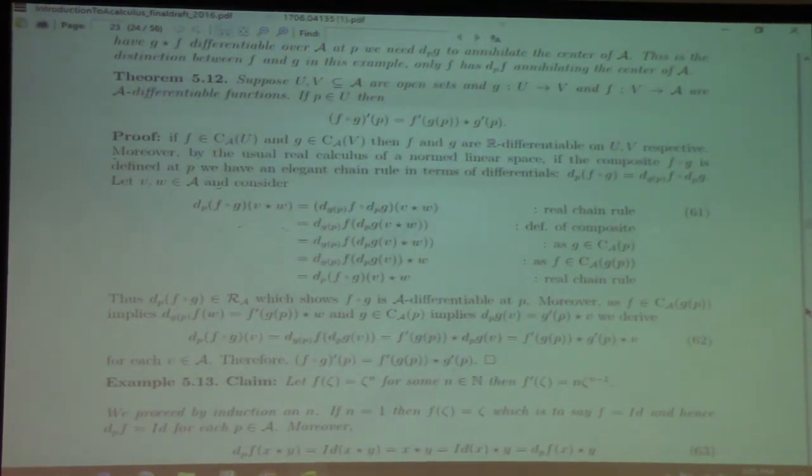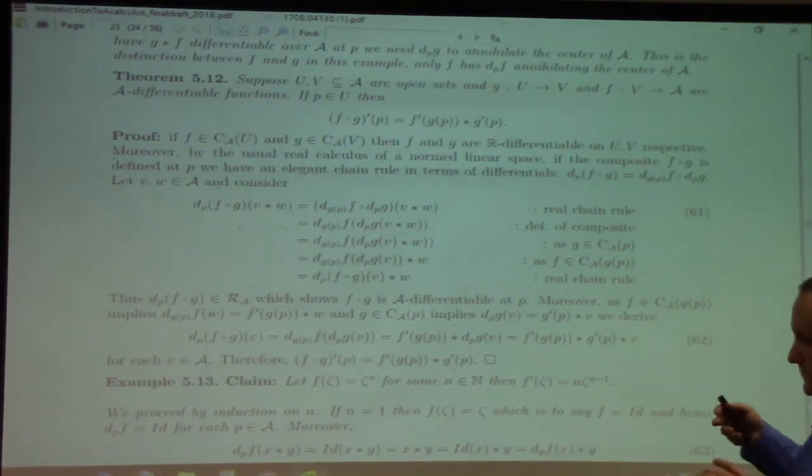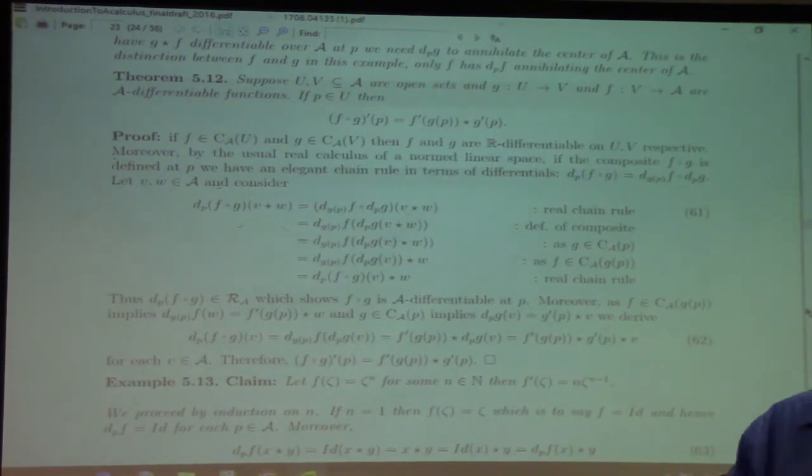In other words, the chain rule also works for a-calculus, and here's the proof of it. So first of all, functions are first real differentiable, and we have the chain rule from advanced calculus. So we know that the derivative of the composite is the composite of the differentials. This is the chain rule at the level of differentials. So I already know this from advanced calculus, right?